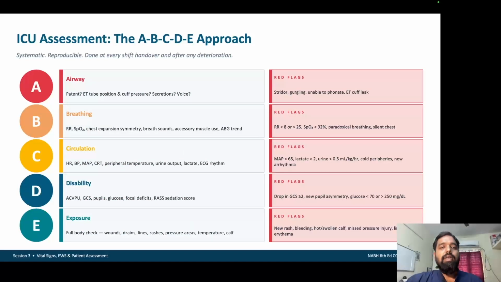ICU assessment: the ABCDE approach. It is systematic and reproducible, done at every shift handover or after any deterioration or improvement. Airway: whether it is patent, ET tube in position or not, what the cuff pressure is, what the secretion levels are, and how the patient's voice is. These are the red flags: stridor, gurgling, inability to phonate, or ET cuff leak.